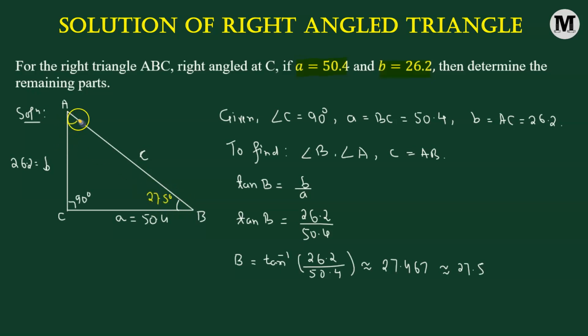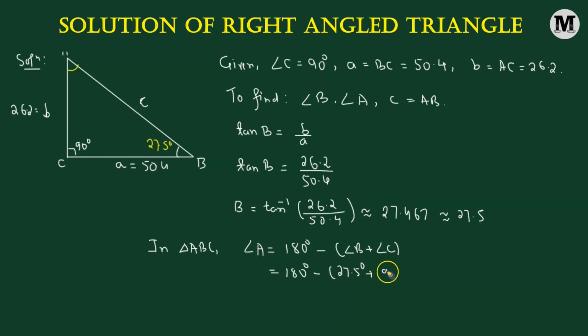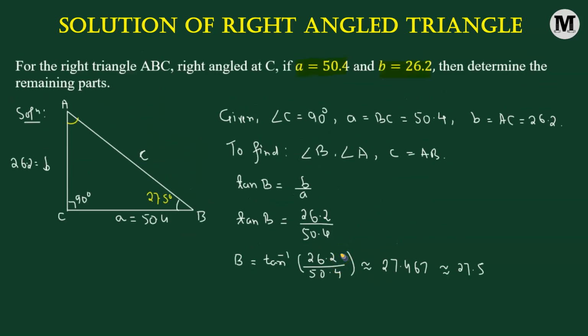Now we'll try to find the angle measure of A. Since ABC is a triangle, the sum of the angle measures is always 180 degrees. That means angle A can be obtained by subtracting from 180 degrees the sum of angle B and angle C. We have already obtained angle B, so we get 180 degrees minus the quantity 27.5 degrees plus C, which is 90 degrees. So angle A comes out to be 62.5 degrees. Now finally we want to find the side AB, the hypotenuse of the triangle.